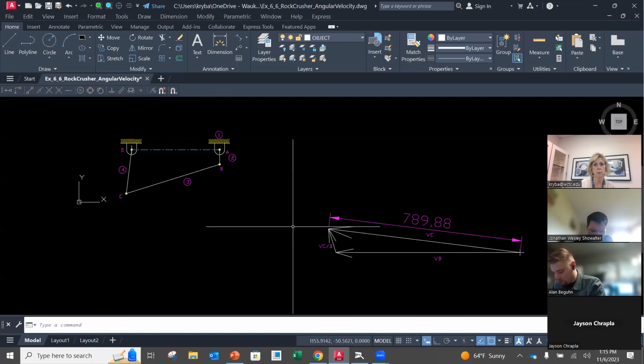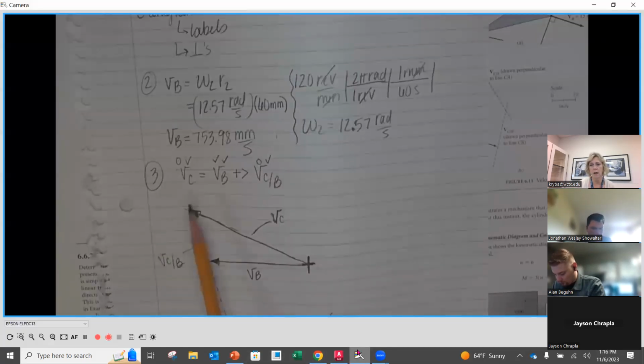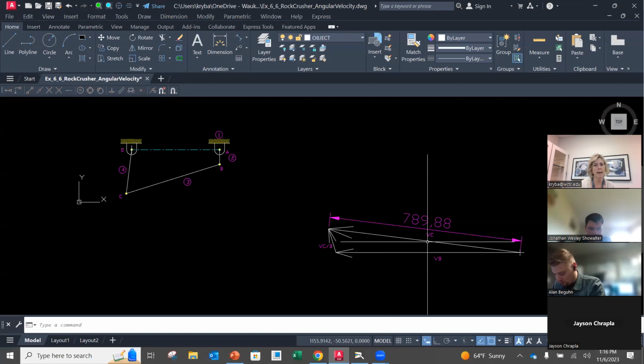Perpendiculars to each one of the appropriate links. VB perpendicular to link number 2. VC relative to B perpendicular to link number 3. And then VC, the velocity of C, perpendicular to link number 4. Okay. And then using those orientations and the order of the vector addition here, we laid out and got the magnitude of the velocity at C.